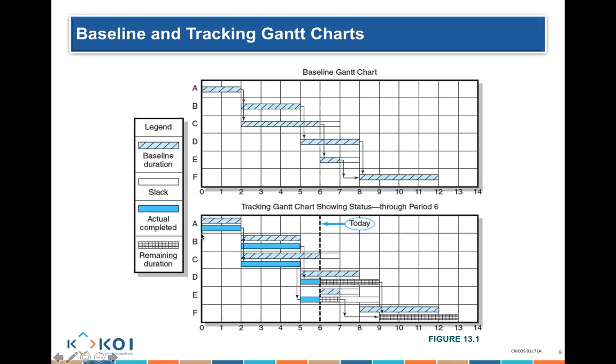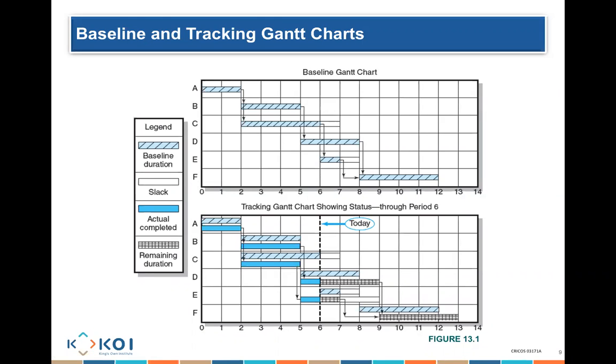Could you tell me, did we finish activity A on time? Did activity A finish on time? Yes or no? Yes. Okay, yes. Let's look at activity B. Yes. This is a plan and this is the actual. Okay. Yes, sir. Let's look at activity C. That was the plan and that's the actual. Finished ahead. Finished ahead of time.